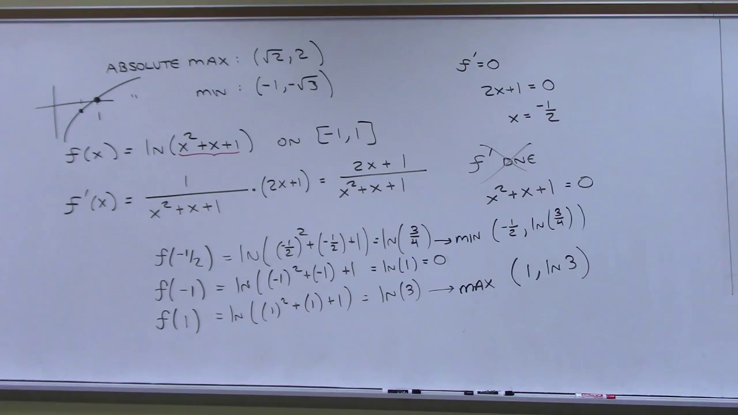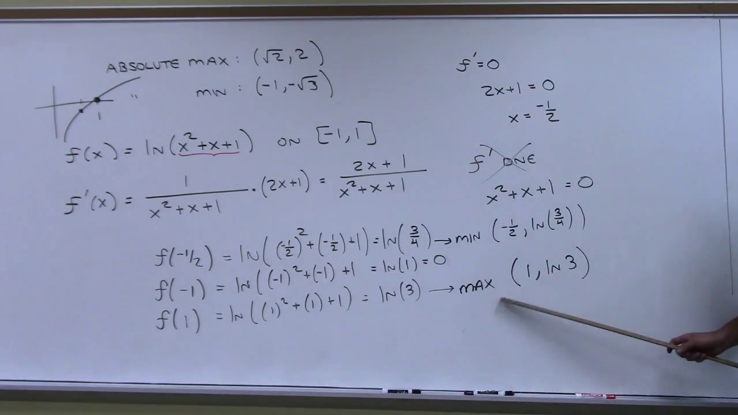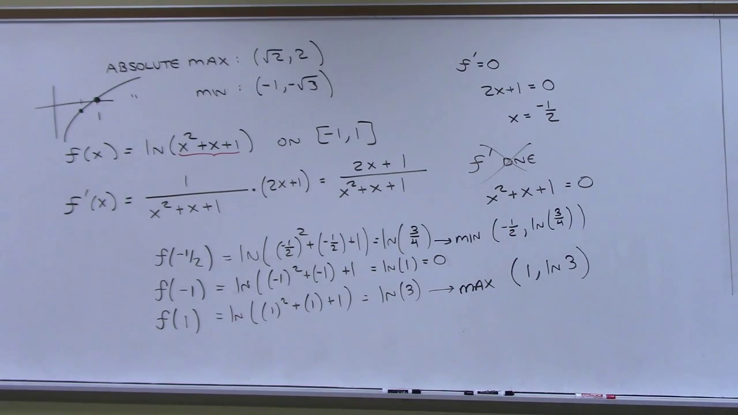And we said that we're going to have a maximum at 1, natural log 3. Do you all agree? Looks like the computer figured it out, right? At the endpoint. And then the minimum is going to happen at negative 1/2. Looks good to me. Yeah? Okay.